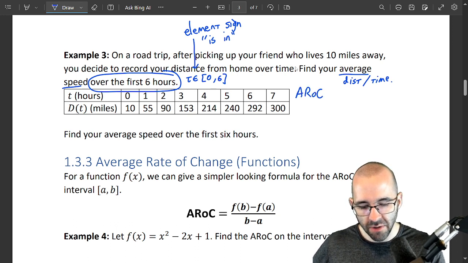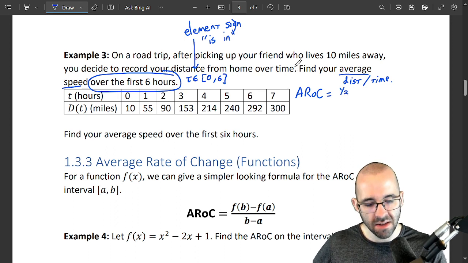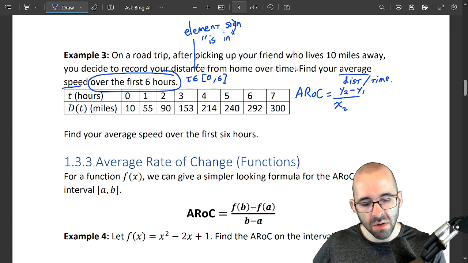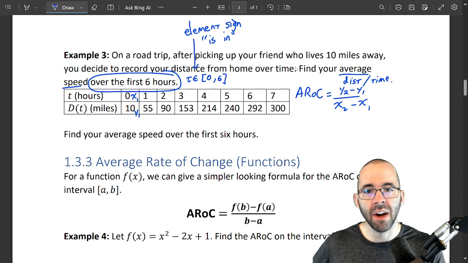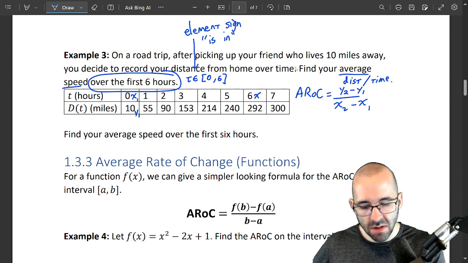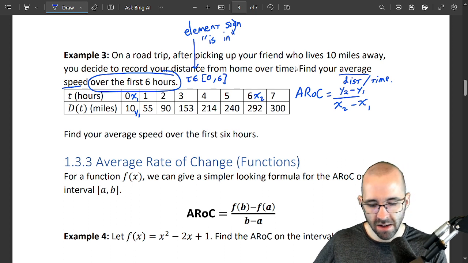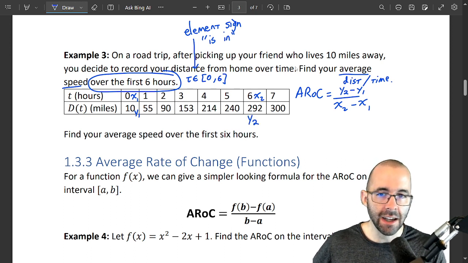So to do that, we're only looking between 0 and 6. Average rate of change over the first 6 hours, well, that's going to be the y value after 6 hours minus the y value that we started with over the x value after 6 hours minus the x value that we started with. So again, we can label, well, we started with this x value, we started with this y value, and after 6 hours, we had this x value. Technically, these are t and d. But to simplify the formula, we can still call them x's and y's if you'd like.